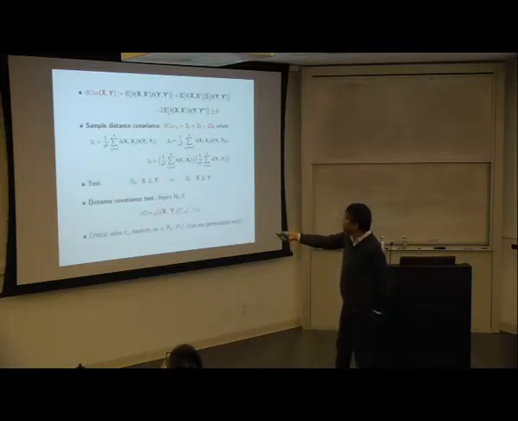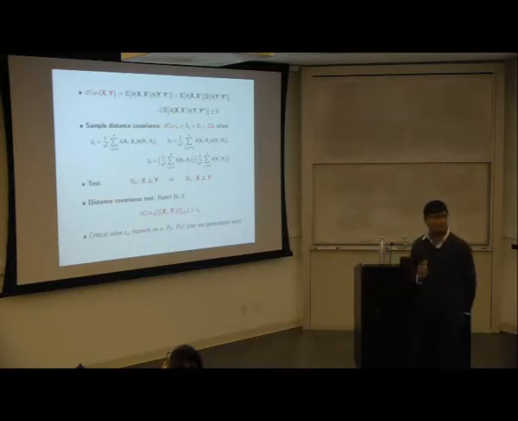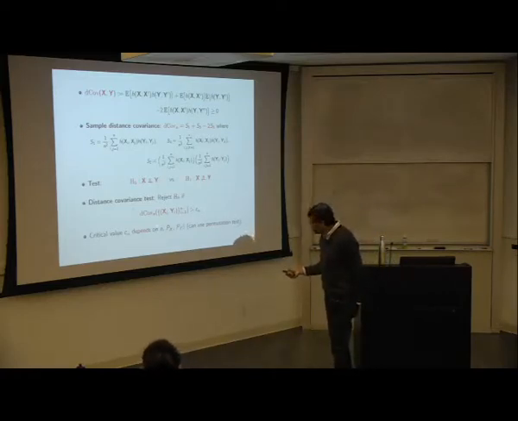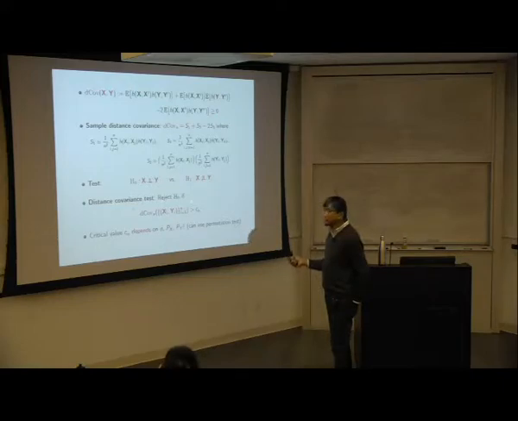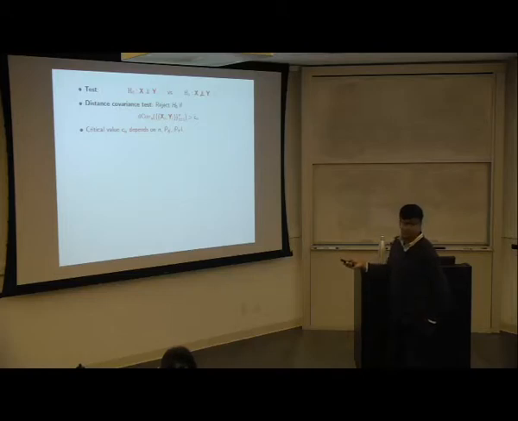And the idea is the same. I compute the sample analog. If this is significantly different from zero, I reject the null hypothesis. If it's close to zero, I may accept the null hypothesis. How close is close will depend on a critical value that in principle will depend on px and py. And the question is, can I find a distribution-free critical value? Okay, so this is the distance covariance test. Of course, this critical value depends on px and py, the marginal distribution of x and the marginal distribution of y.